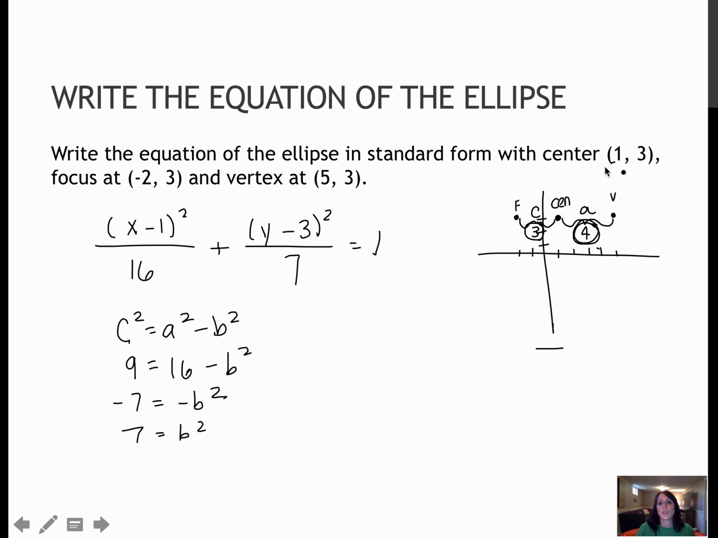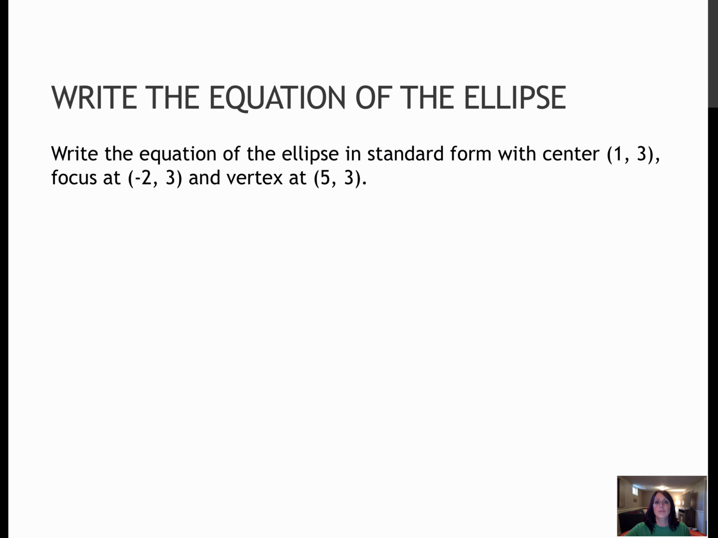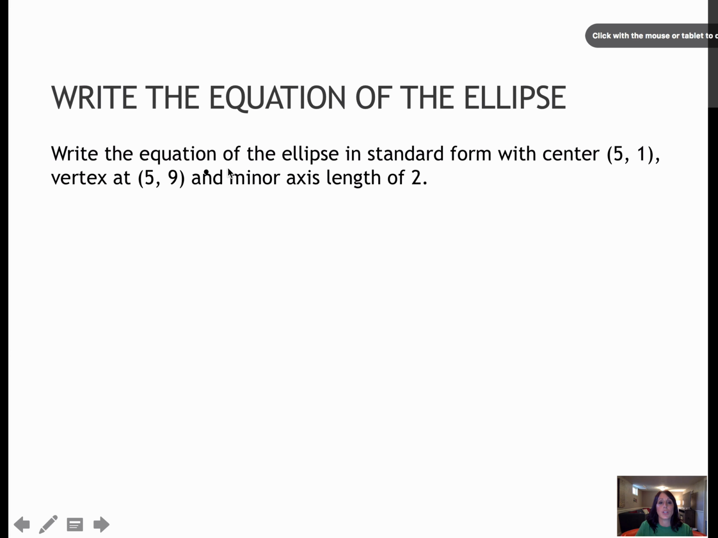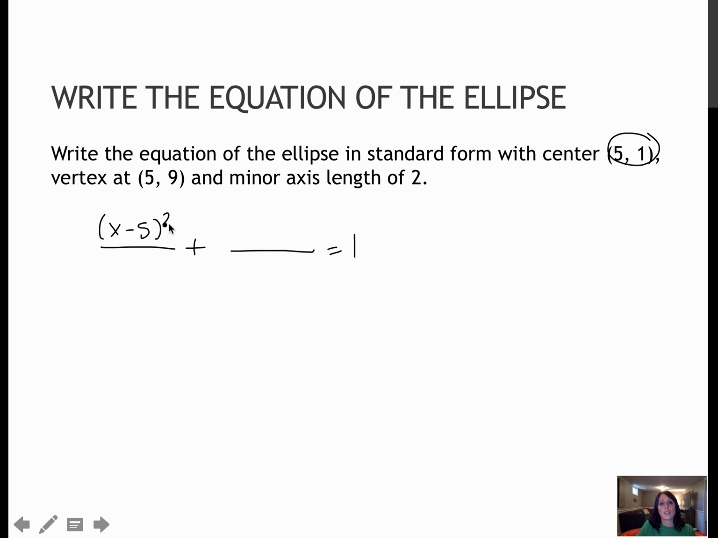So that is the equation of this ellipse. You don't have to graph it to do it, but sometimes it's easier to figure out if you're stretching this way or this way. Here's another one for us to try. So we have the equation of an ellipse in standard form. Again, they've given me the center, so I'm going to go ahead and use that. x minus 5 quantity squared, y minus 1 quantity squared.